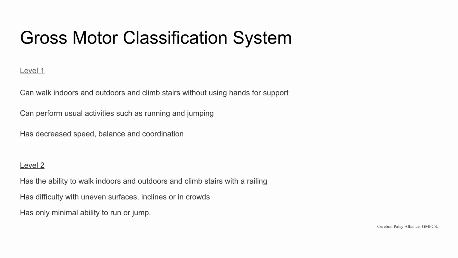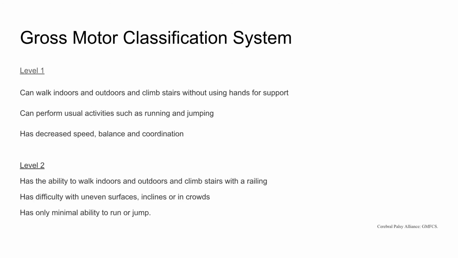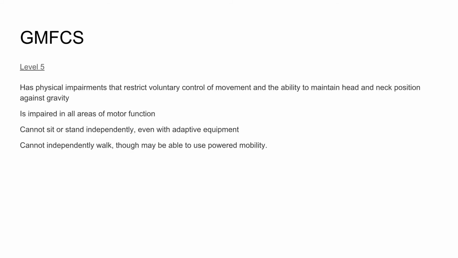So here's a gross motor classification system. If you want to read over these, that's fine, but I got these from cerebral palsy, but I feel like these can be used with people that have orthopedic impairments. So level 1 being no disability, and then level 5 being the most severe form of impairment.